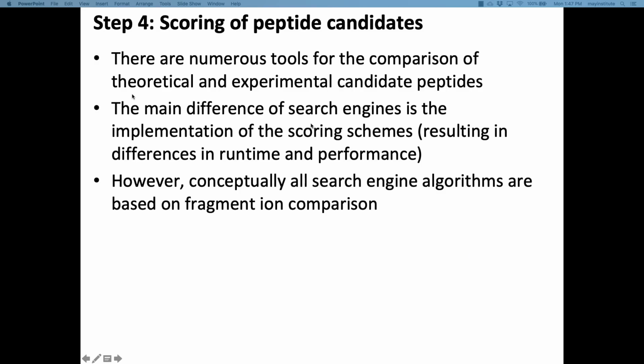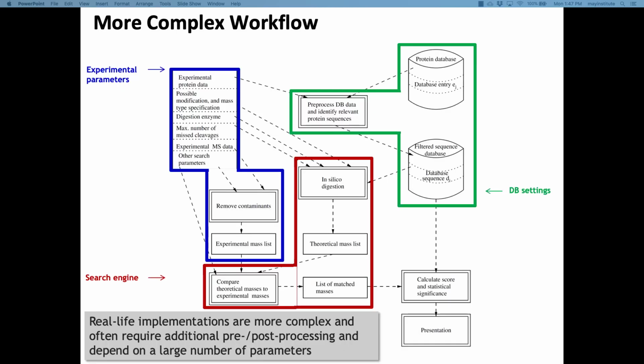There are a bunch of tools for comparison. The main difference in these search engines is actually how this scoring scheme is implemented, and that means there are also differences with respect to runtime and performance. But fundamentally, they're all based on the same comparison of fragment ions. And comparison can be done in different ways that we will also talk about later today, this afternoon.